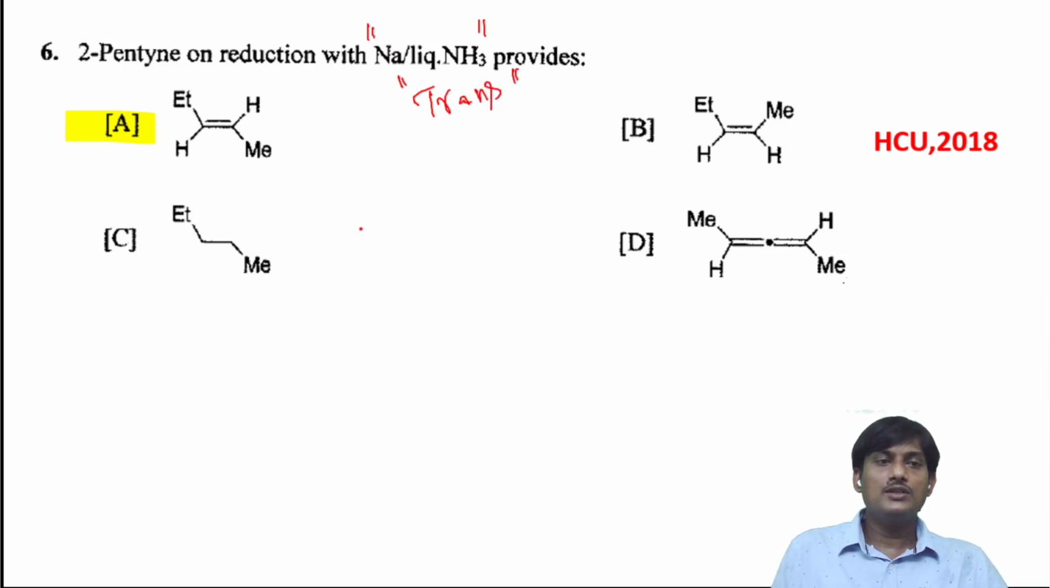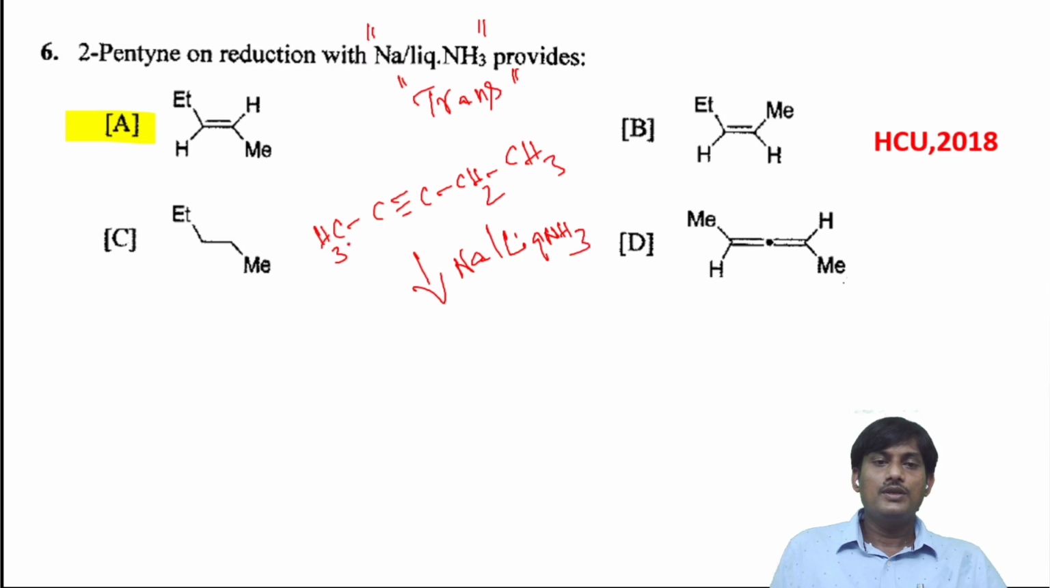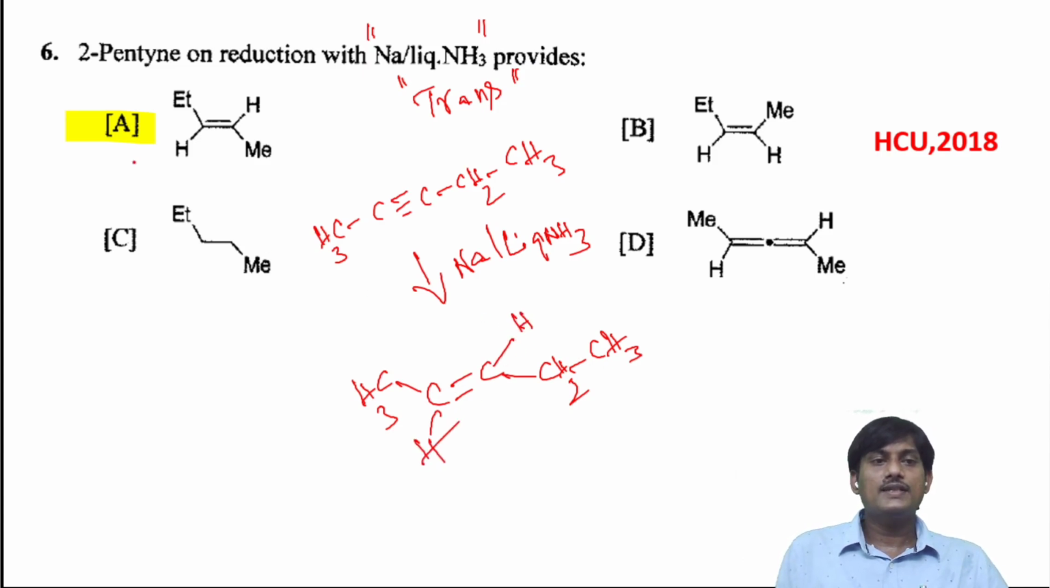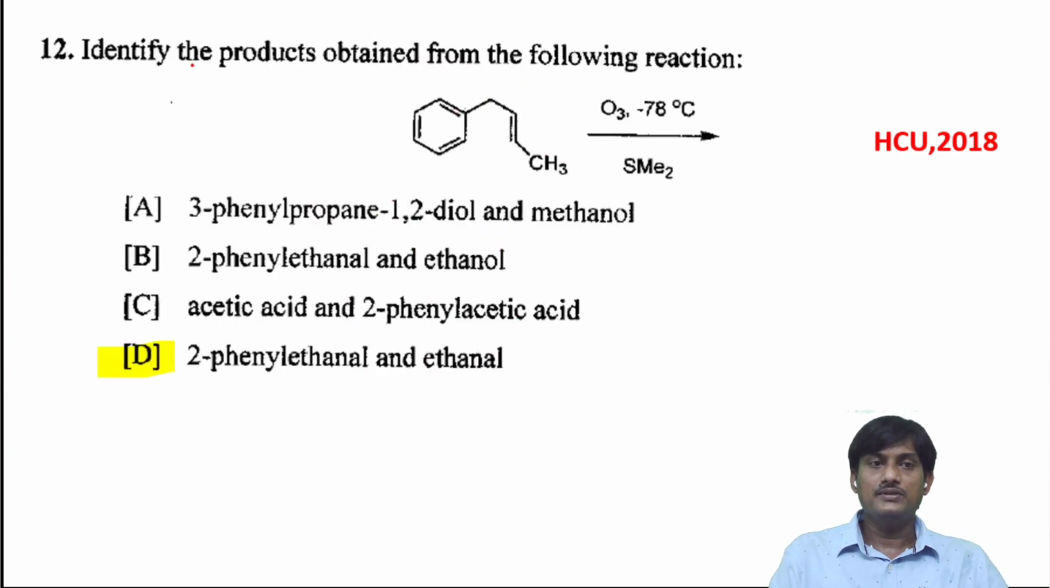Trans-alkenes. So let's take 2-pentyne. This is CH3, C triple bond C, CH2, and this is 2-pentyne. 1, 2, 3, 4, 5. When you treat it with sodium dissolved in liquid ammonia, there is a formation of C double bond C, and there is a formation of trans alkene. This is the alkene you will get. So what is the correct option? A is the correct option.